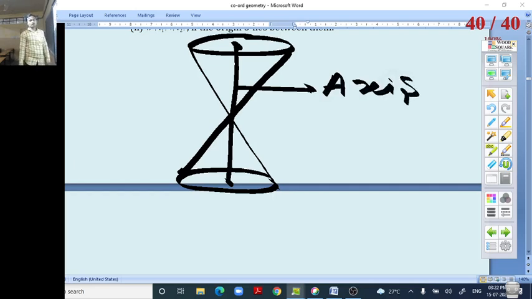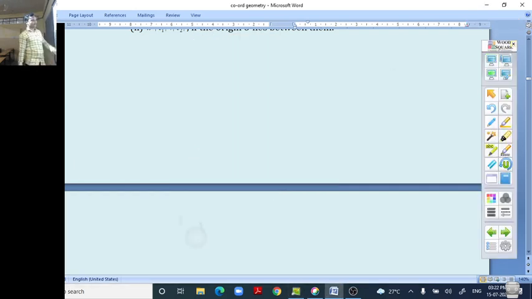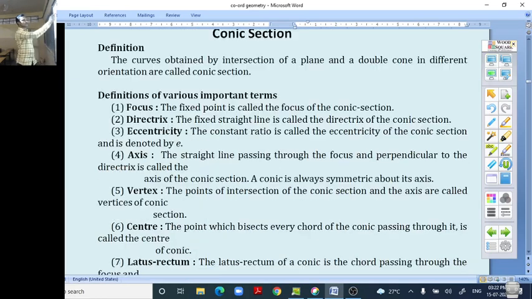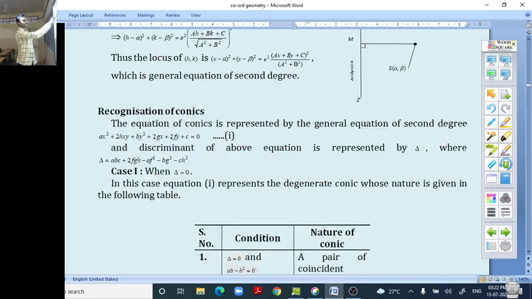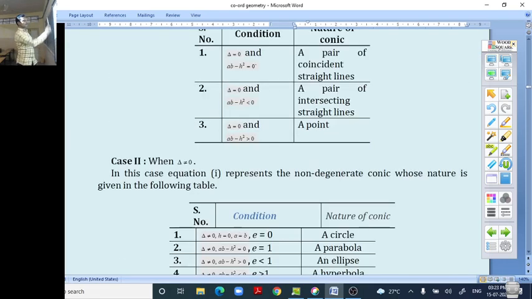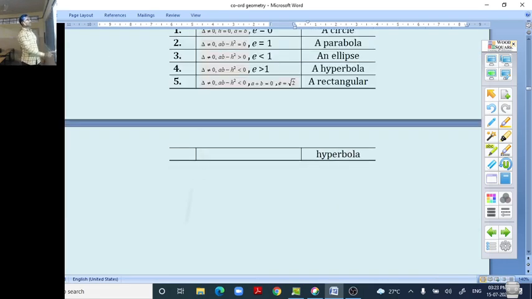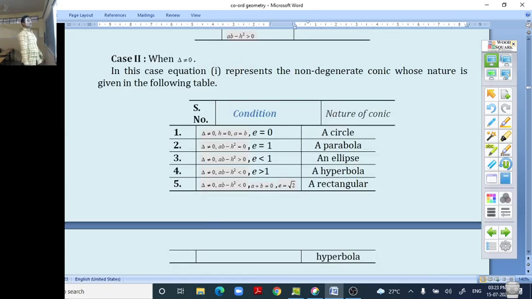Axis of the cone. Okay, so I will have pictures here. You can see the pictures directly. Okay, so you get the pictures here. Here you can see.